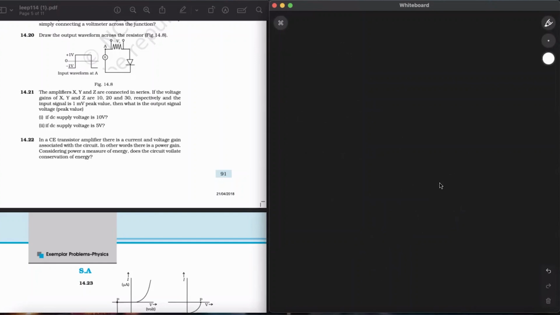In question number 22, in a CE transistor amplifier, there is a current and voltage gain associated with the circuit. In other words, there is a power gain. Considering power a measure of energy, does the circuit violate conservation of energy?